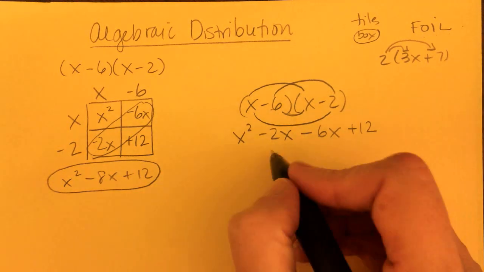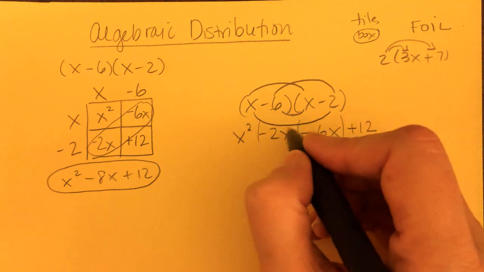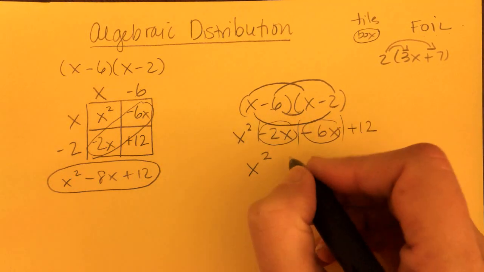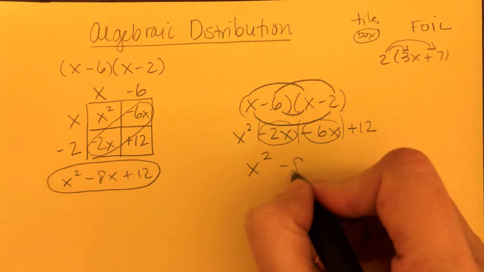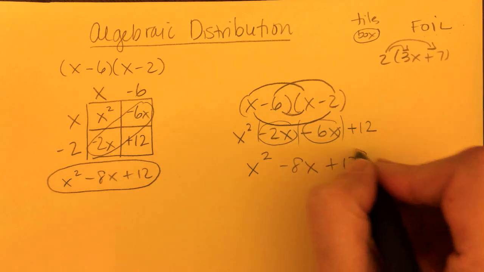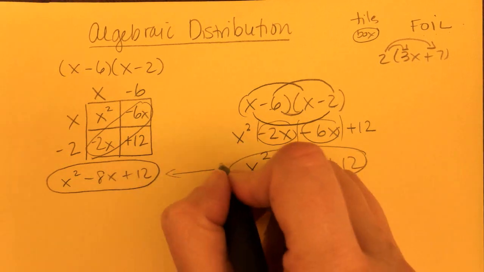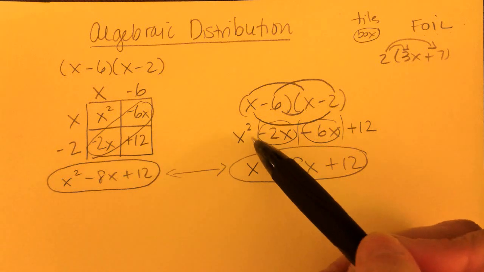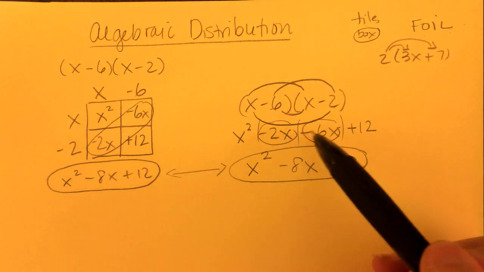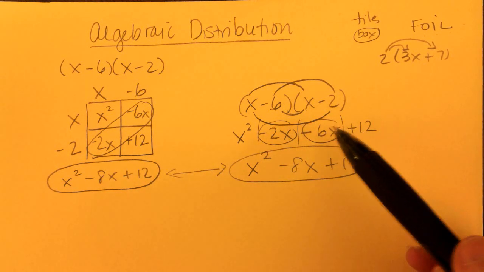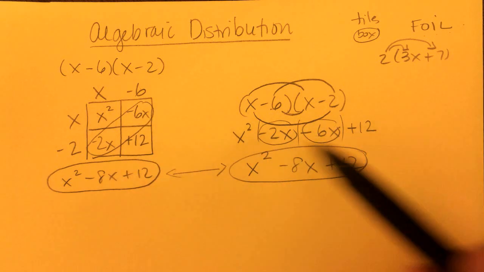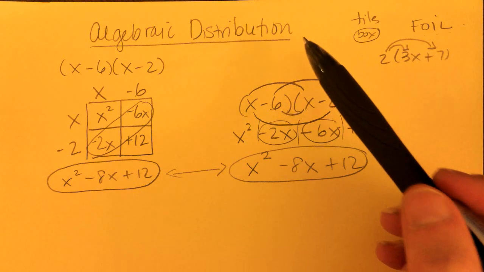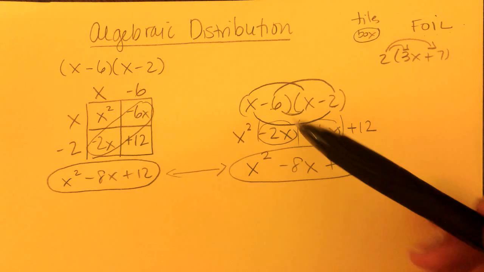Okay, so now I'm going to combine my like terms. Well, I have negative 2x and negative 6x. So I start with my highest order exponent, x squared. Negative 2 plus negative 6 is negative 8x plus 12. I get the same exact answer. So it's the box without the box. See, I had an x squared, I had a minus 2x, I had a minus 6x, I had a plus 12. Just instead of them being in the box, they're in a line. Okay? So that's the only difference. Basically, again, algebraic distribution is the box without a box.